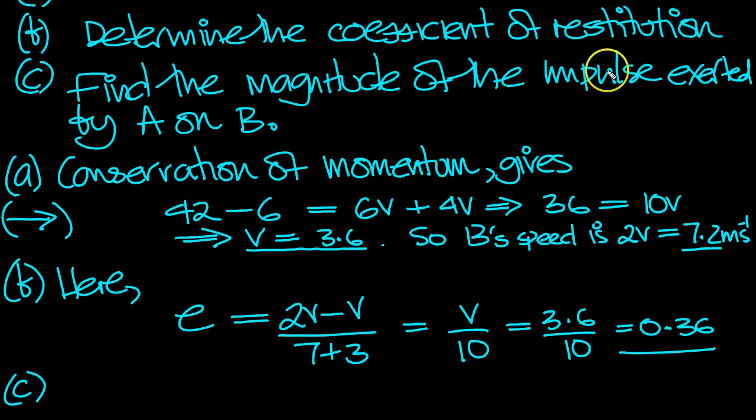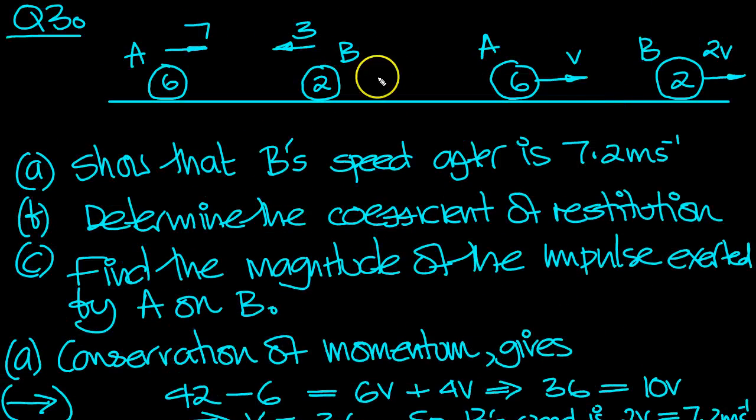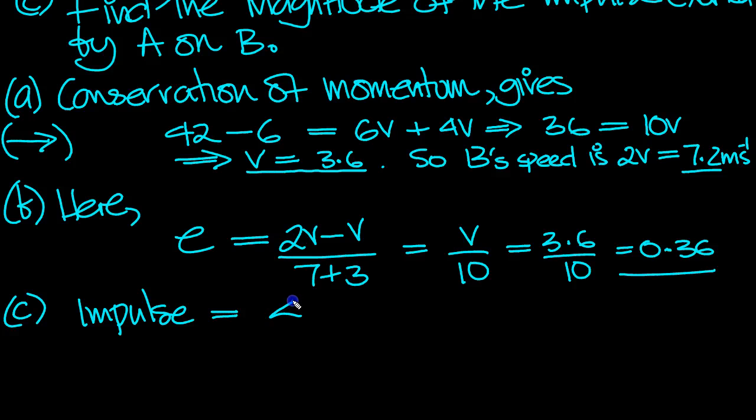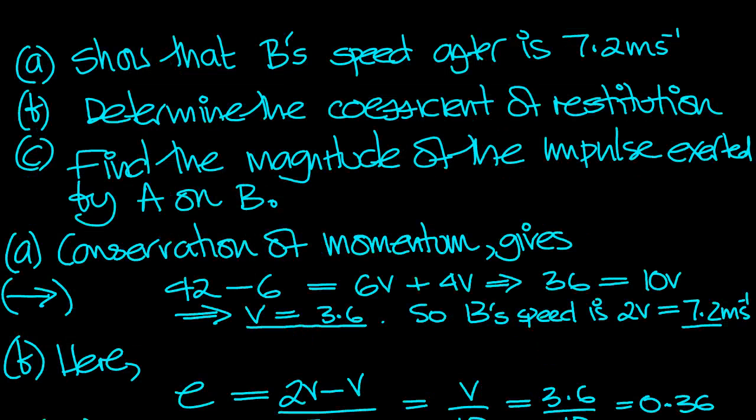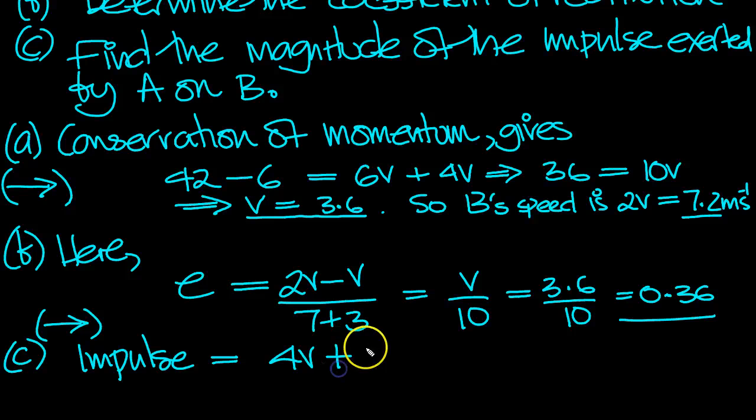Now the impulse exerted by A on B. So the impulse is equal to the change in momentum. The momentum after was 4v. Take away the momentum before, and we're going in this direction, so it's 4v forwards, take away the momentum backwards, which is going back, 6, so it's minus 6. So that makes that a plus 6.